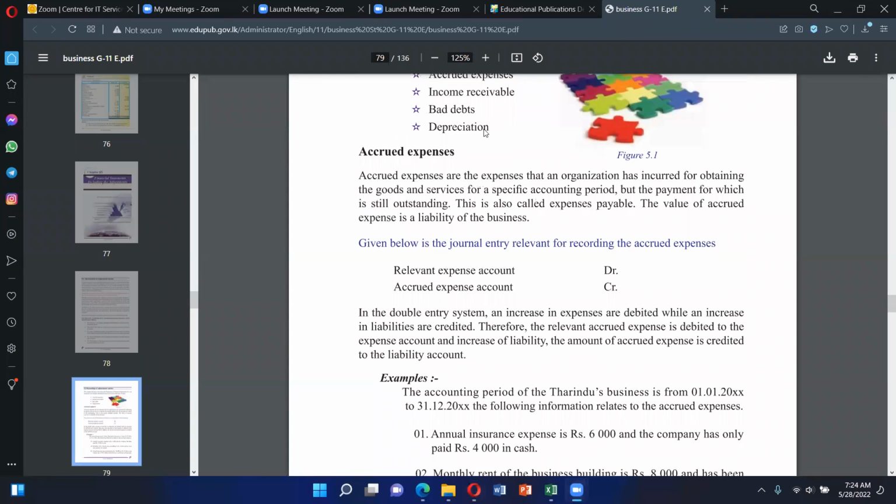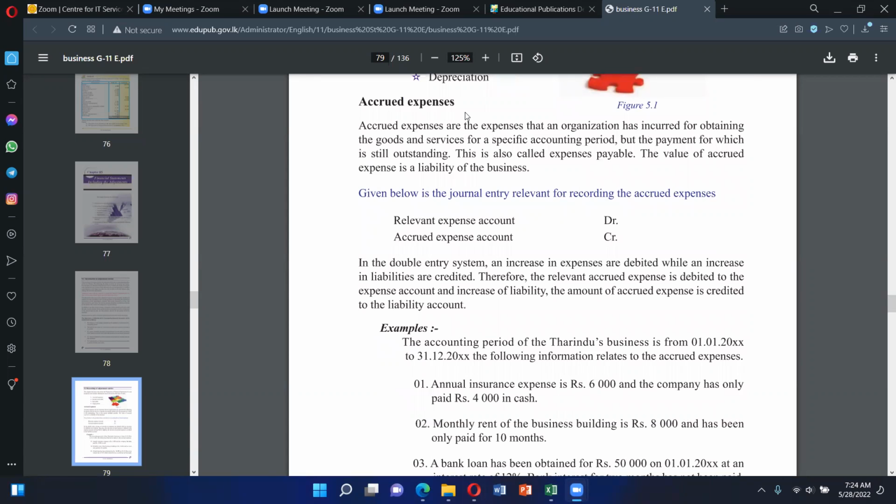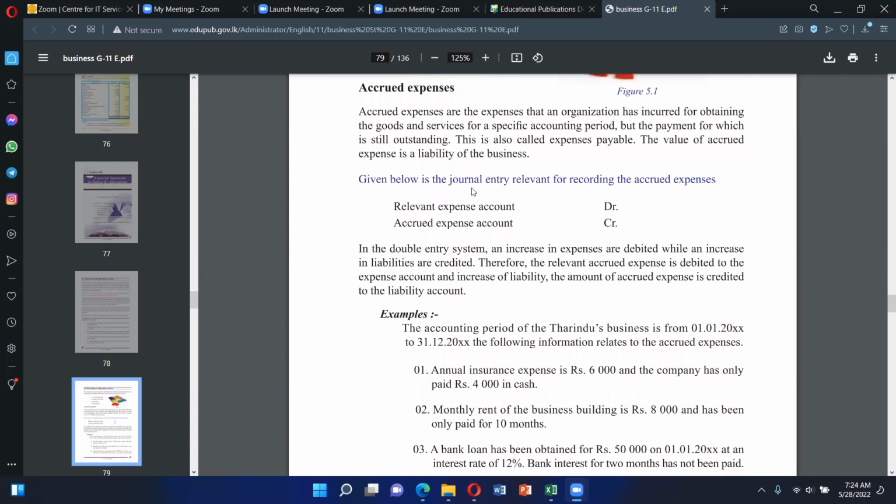Hans, can you read the accrued expenses note? Accrued expenses are the expenses that an organization has incurred for obtaining goods and services for a specific accounting period, but the payment for which is still outstanding. This is also called expenses payable. The value of accrued expense is a liability of the business. Given below is the journal entry relevant for recording the accrued expenses.